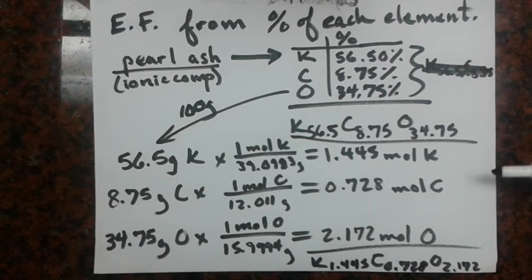each of the molar quantities of the different atoms by the amount that has the least amount of moles. In this case it's carbon, so we're going to divide each by 0.728.